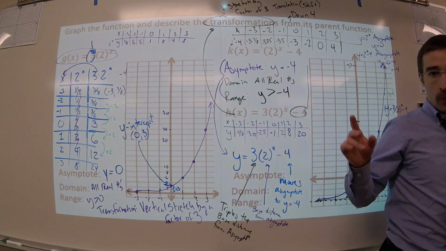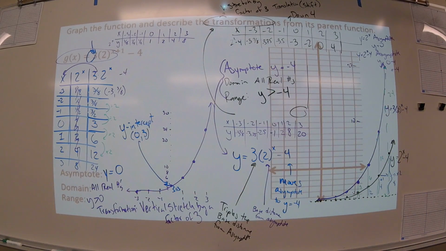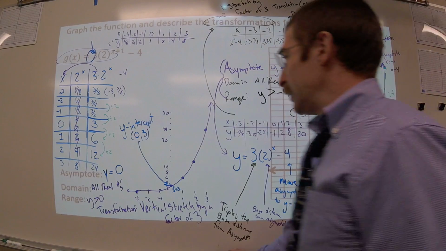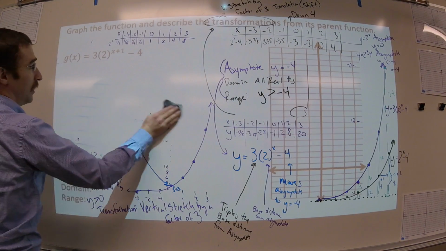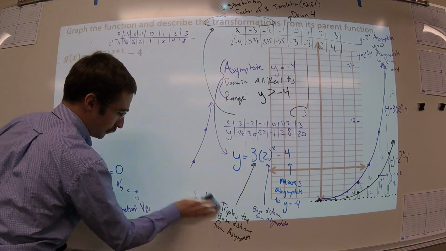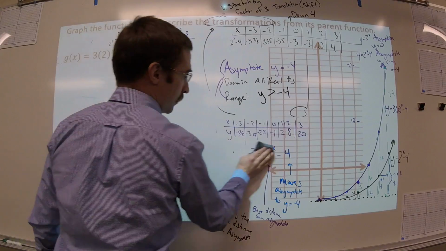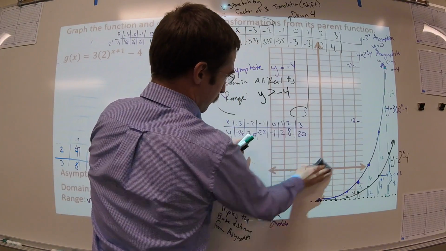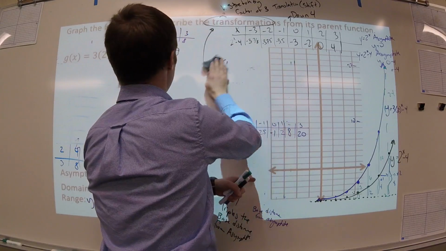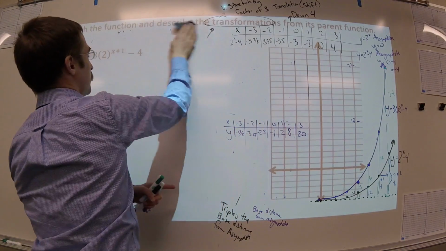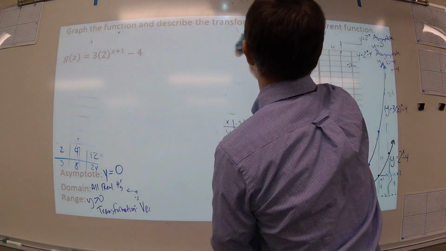All right, we're going to jump into one more example, well, a couple more examples. So I got to erase all this. So here we have 3 times 2 to the x plus 1 minus 4. I'm going to leave this here. This was the table from 3 times 2 to the x minus 4. Now we're going to talk about 3 times 2 to the x minus 1 minus 4.